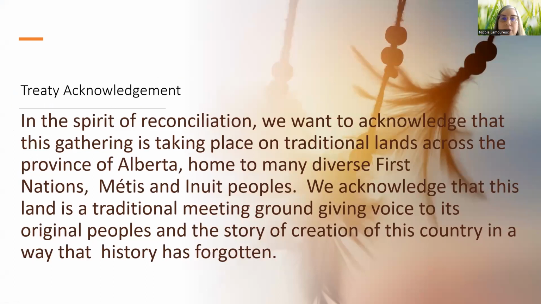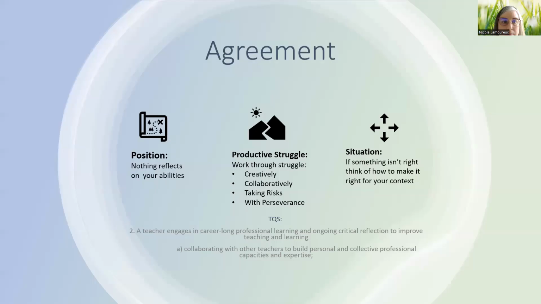So we'll start off with the treaty acknowledgement. In the spirit of reconciliation, we want to acknowledge that this gathering is taking place on traditional lands across the province of Alberta, home to many diverse First Nations, Métis, and Inuit peoples. We acknowledge that this land is a traditional meeting ground, giving voice to its original peoples and the story of creation of this country in a way that history has forgotten.